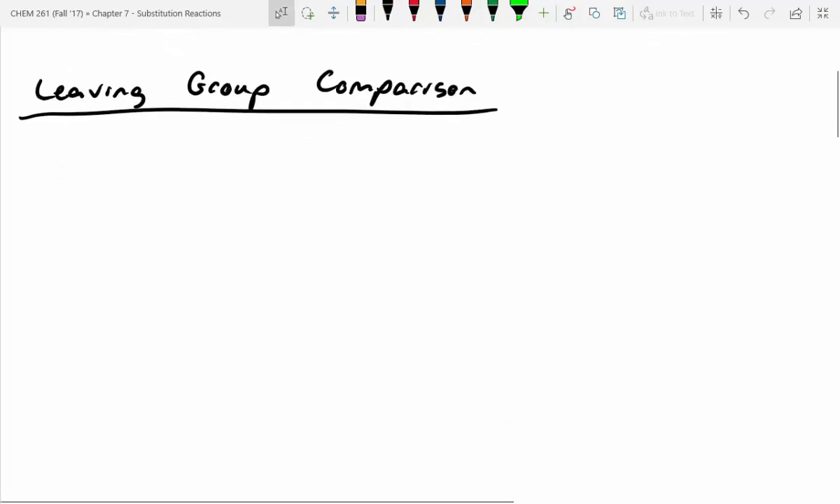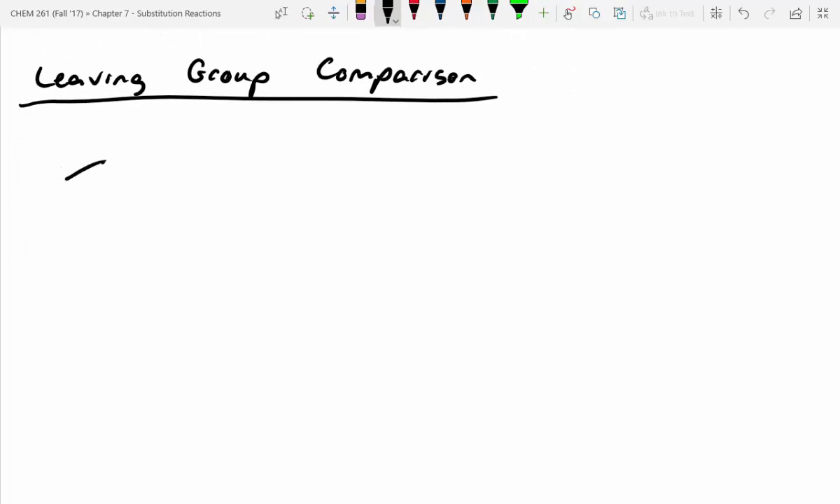All right, so I'll do an easy one first. First one, I've got an iodine. And then the second one, I've got a bromine. Which is the better leaving group? Iodine or bromine? And why? Once you think you got it, check with your neighbor.